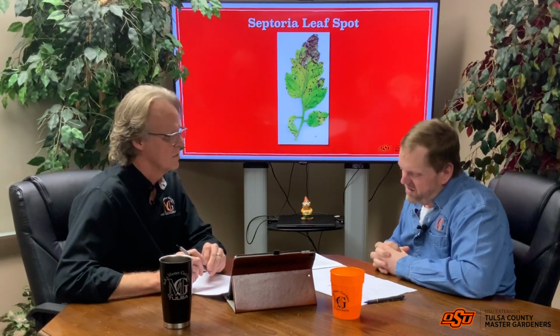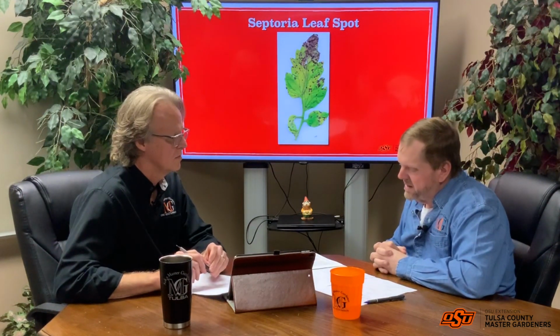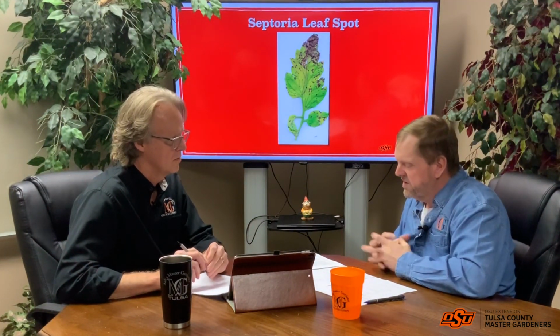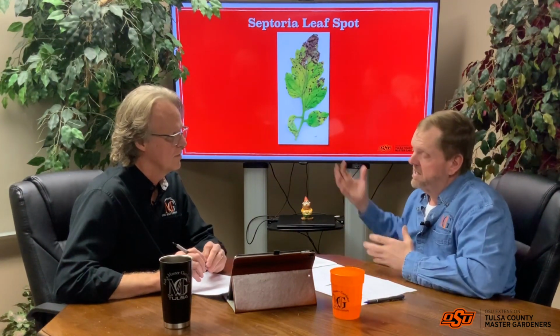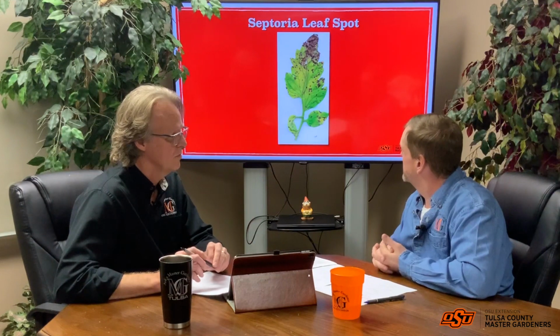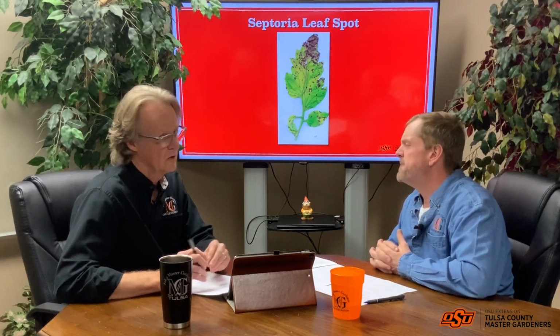So again, you can try to prune this out a little bit, but do the cultural practices that we were talking about earlier. Get it on a fungicide schedule. You should be able to decrease this a little bit. So that's the big four.